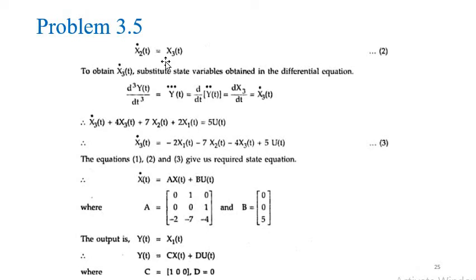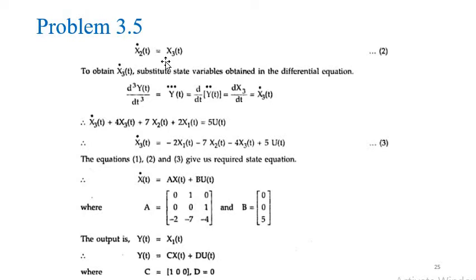Now the third state variable was chosen as the second order derivative of y of t, and y of t was substituted as x1 of t. So here it will be x1 double dot of t or x2 dot of t. So the first order differential equation of the second state variable x2 of t can be written as x2 dot of t will be equal to x3 of t. You can verify the previous equations and come to these conclusions.